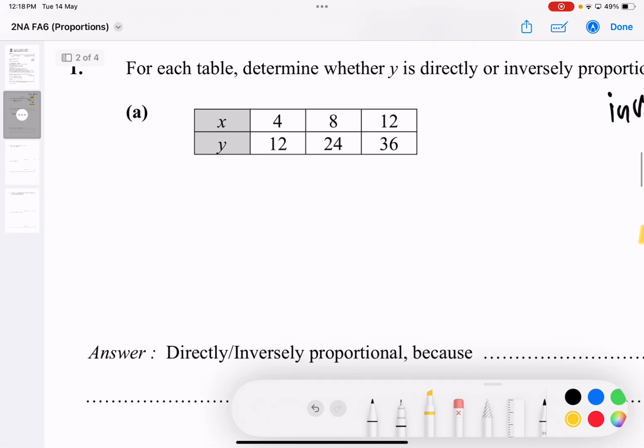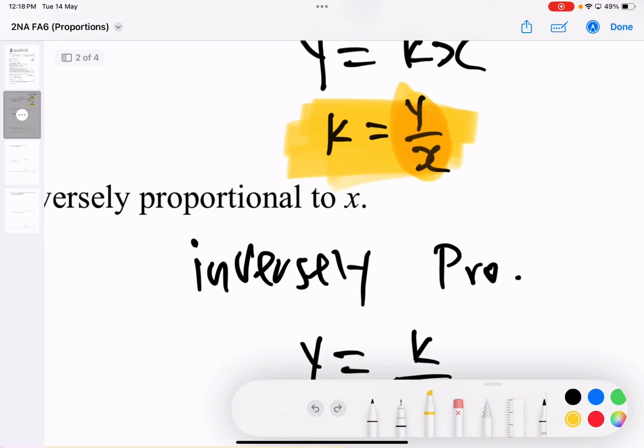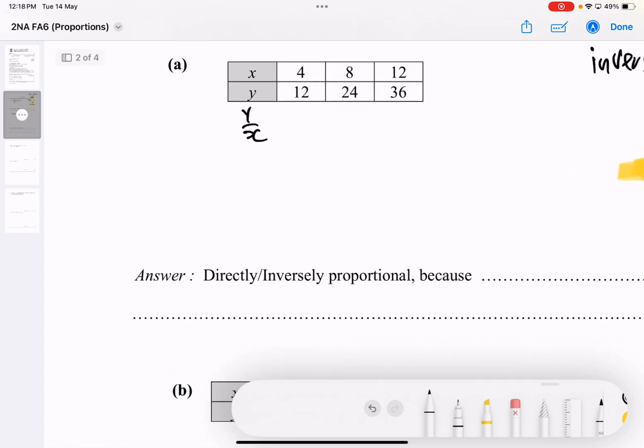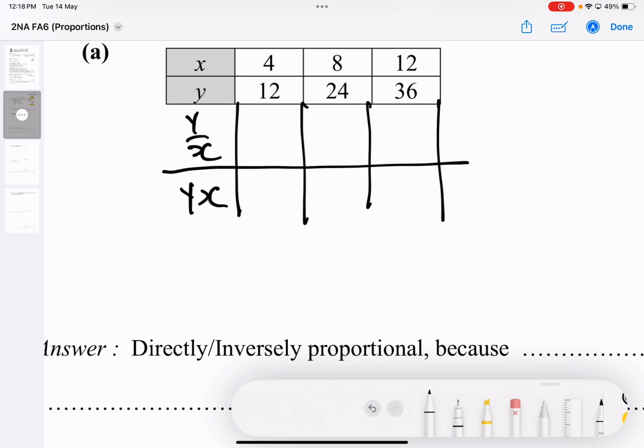So let's look at the first one, 1a. Now, since this question, they tell us to decide whether this is directly or inversely proportional, we can try to find the constant k. And there are 2 ways, right? So I extend my table a little bit. The first one, I will try y over x. The second one, I will try y times x. I will just try it out and see which one gives me a constant.